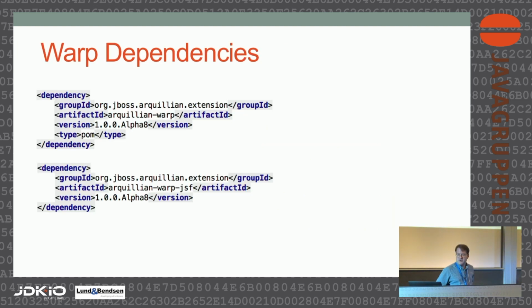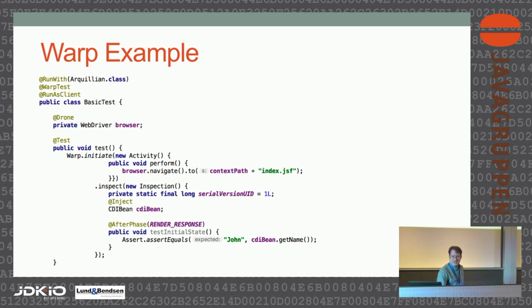And then finally, Warp. These are the dependencies for Warp. And Warp gives you the ability to basically do inspections on the server side, do something on the browser, and then check to see what happened back on the server side.